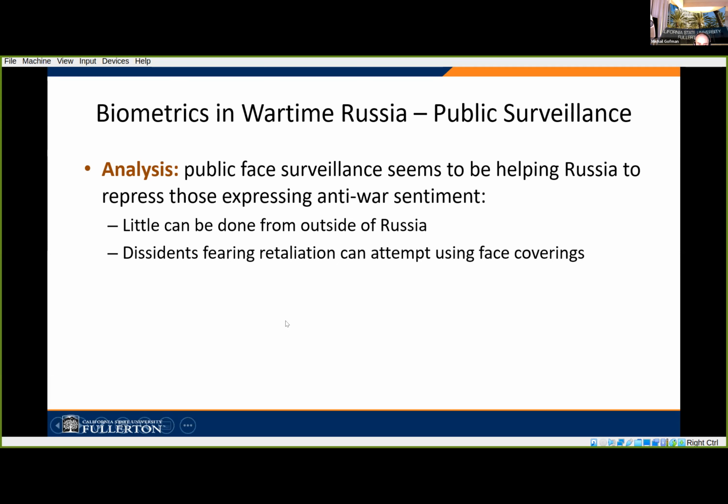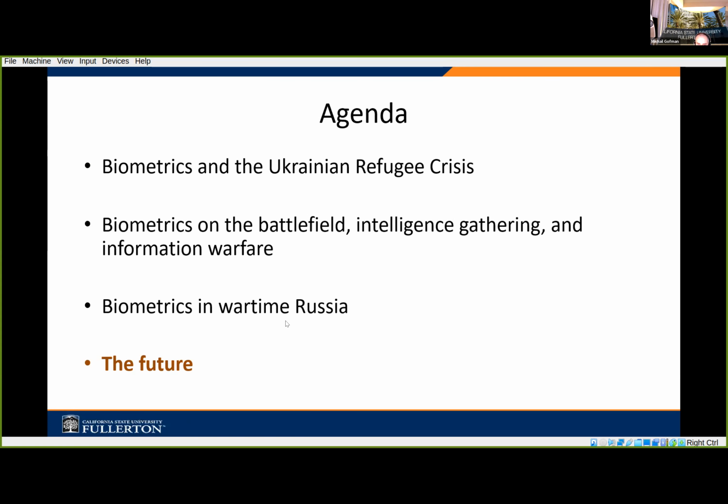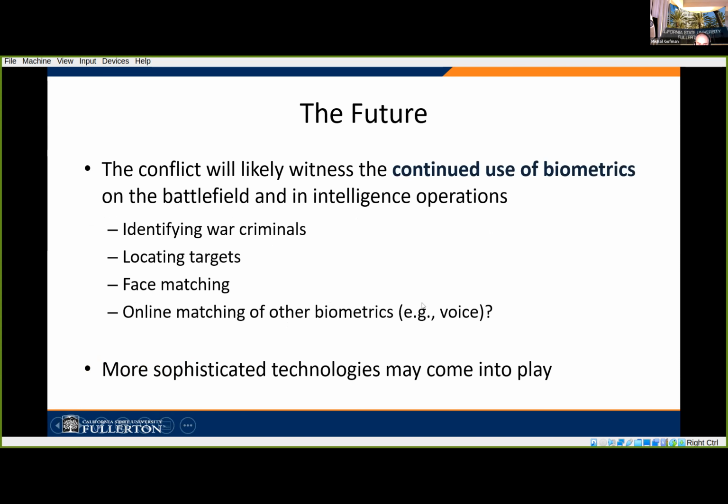Finally, we conclude by trying to extrapolate from what we learned on how biometrics can be used in the future. As the conflict evolves, we'll probably see the continued use of biometrics in the current applications which we have discussed, such as identifying war criminals and locating strategic targets. For example, if there is a report that a certain general is traveling to some place in Ukraine, the Ukrainian army can use media footage to match the face of the general, which was captured by, for example, Ukrainian intelligence operatives, against the footage to verify that it's indeed him, and then take him out. Ukraine has been well known for taking out strategic generals and other individuals.